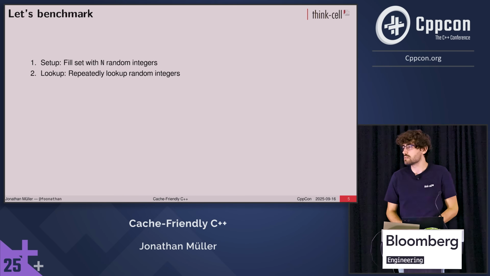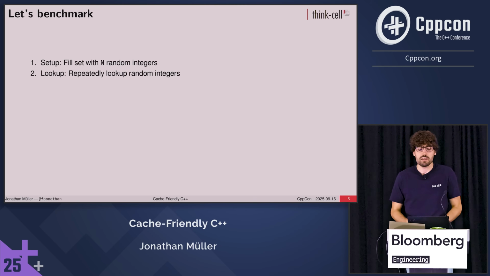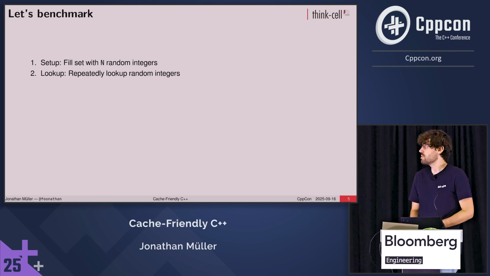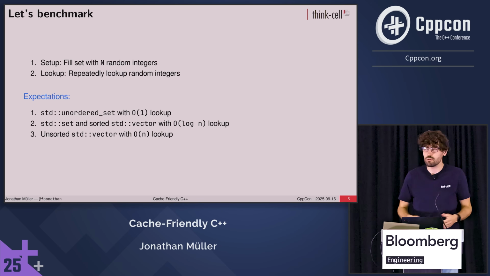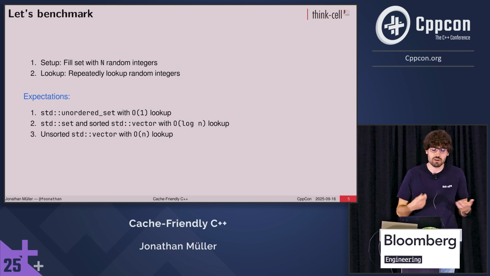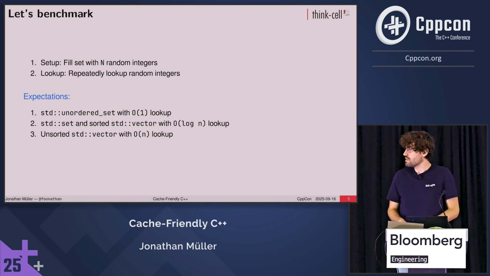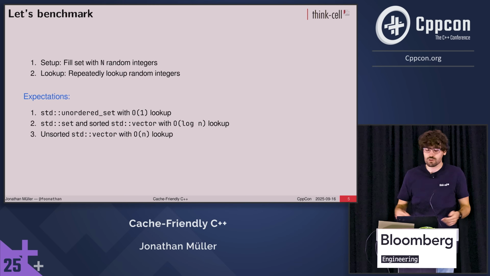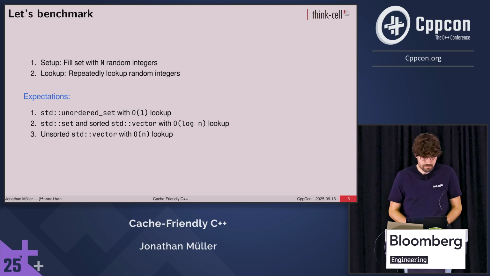So let's benchmark this. As a setup, we're just filling our set containers with n random integers, and then we're just going to repeatedly look up a random integer and measure how long it takes. Purely based on the big O complexity, we'd expect that std::unordered_set would be the fastest because it says O(1) lookup. std::set and std::vector both have O(log n) lookup, so they should be behind that. And finally, we have the unsorted vector with the linear lookup.